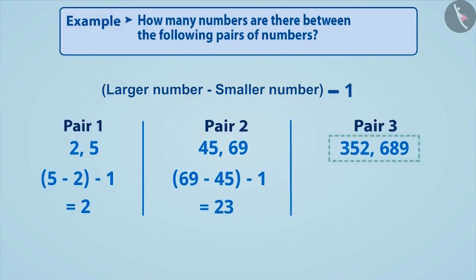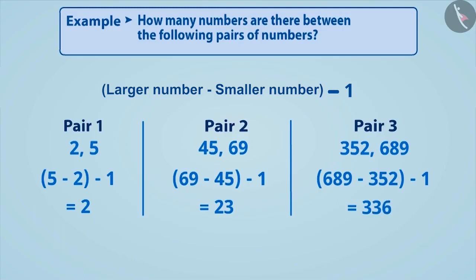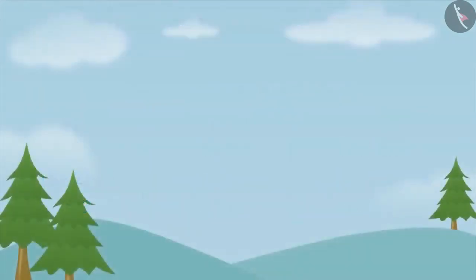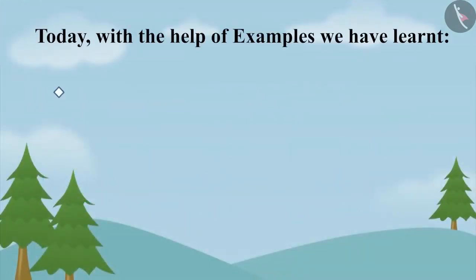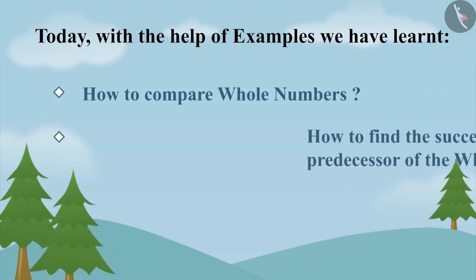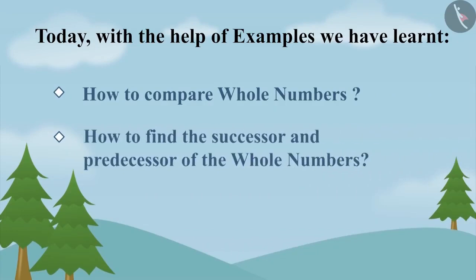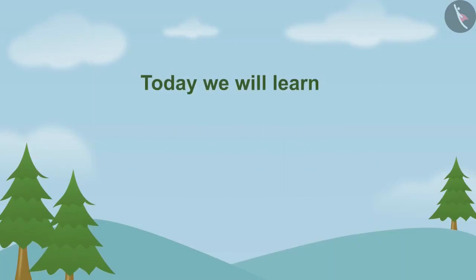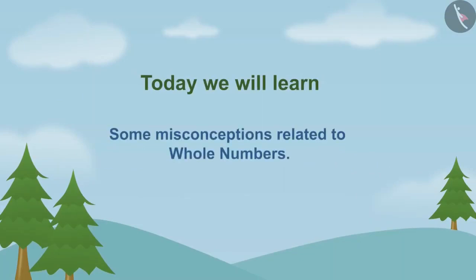Now can you find out how many whole numbers are there between 352 and 689? In order to find it, we have to find the solution of 689 minus 352 minus 1. The solution is 336. This means that there are 336 whole numbers between these two numbers. From these examples today, we have learned how to compare whole numbers and how to find their successor and predecessor. In the next video, we will learn some misconceptions related to whole numbers.